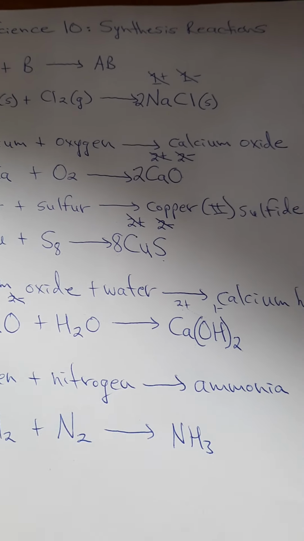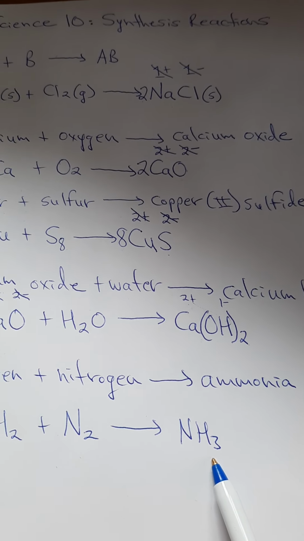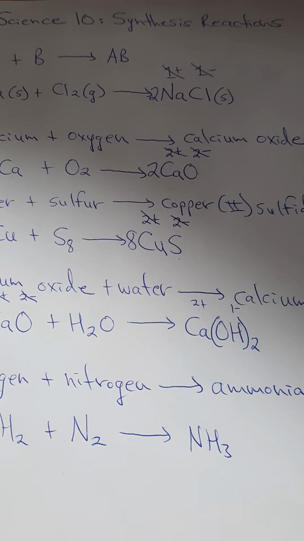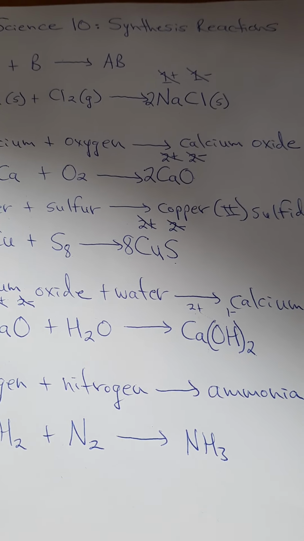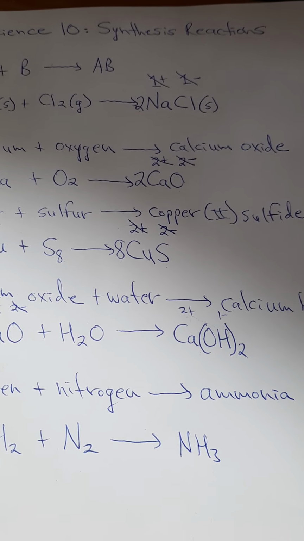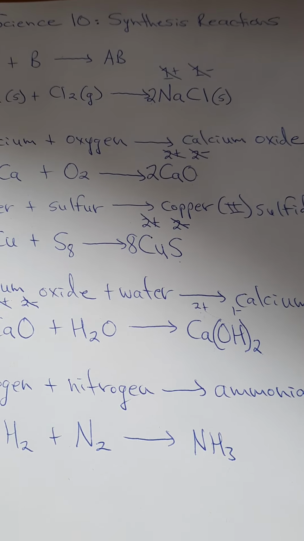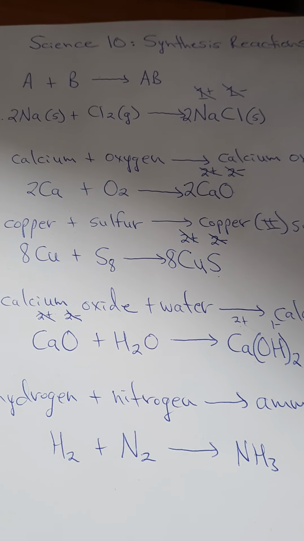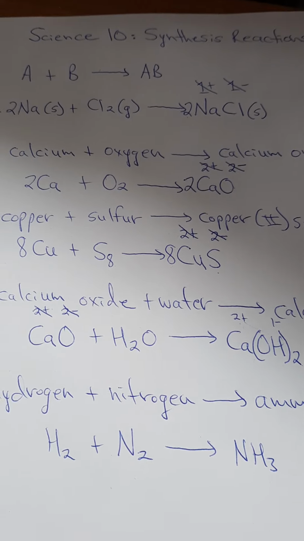Remember not to confuse this with ammonium. Ammonium is a polyatomic ion with a charge of 1+, but remember ammonium is NH4. Ammonia is NH3. Sometimes students get confused there, so make sure you keep both of those separate. So let's take a look at the balancing here.